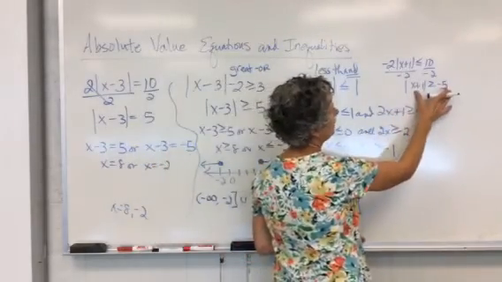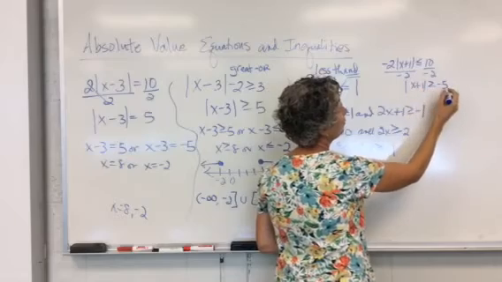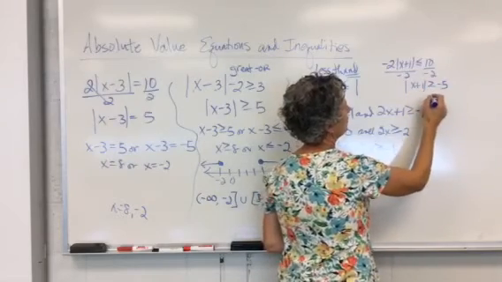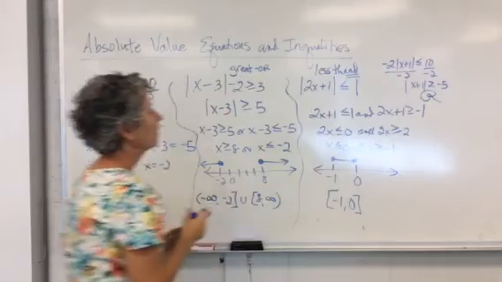And actually this is another case on its own. Where is the absolute value greater than negative 5? All the time. So that would just be all real numbers. Okay, that's it.